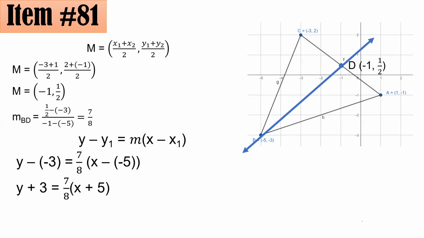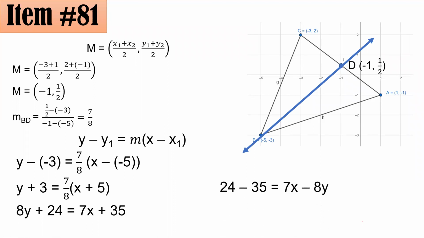Multiplying both sides by 8 to clear the fractions, 8 times y plus 3 will be 8y plus 24. I hope you got it. And so what remains on the right-hand side is 7 times the quantity x plus 5. Distributing this, 7 times x will be 7x, and 7 times positive 5 will be plus 35. That's why I have 8y + 24 = 7x + 35.